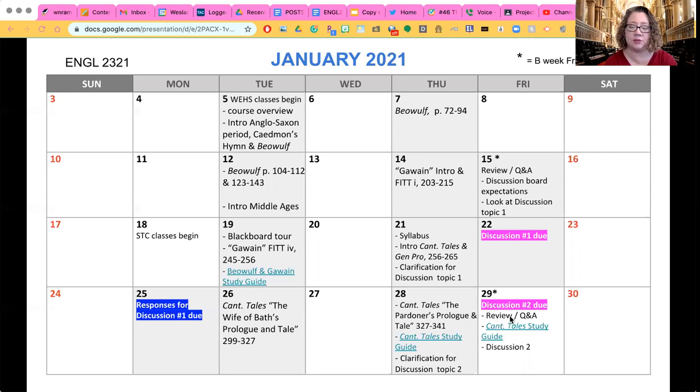So today is a day to review, ask questions. We're going to go over the study guide. I'll give you an opportunity to ask if there are any items on the study guide that you want me to talk about so that you can get notes. We'll talk about discussion 2, but let me start by talking about next week.